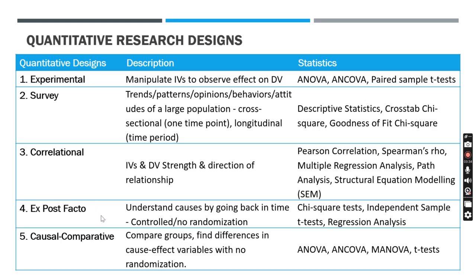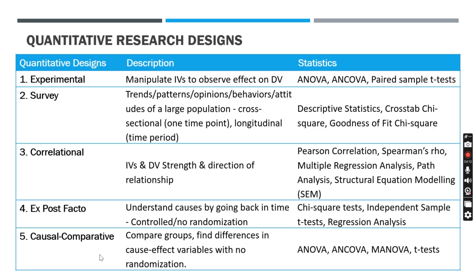And the fourth type is called ex post facto design. From the name, when we talk about ex post facto, it's like an investigation. We want to understand a phenomenon in a better way, understand the causes of something that already happened, by going back in time. We go back in time in order to understand the causes of this phenomenon and why it happened. It also has multiple types of tests.